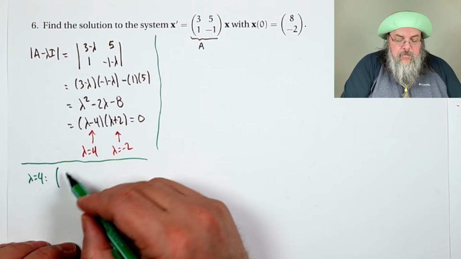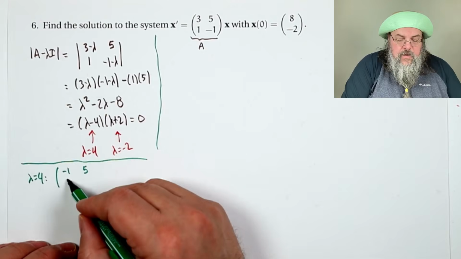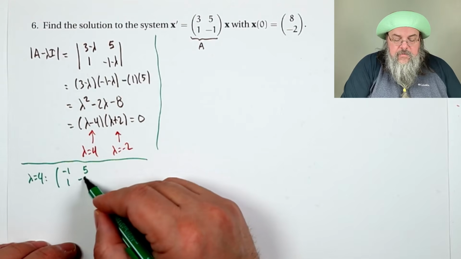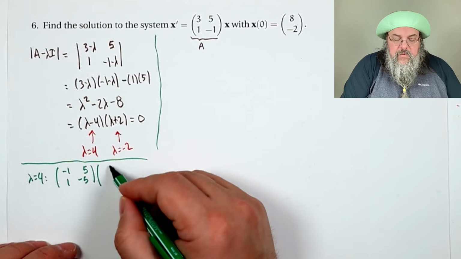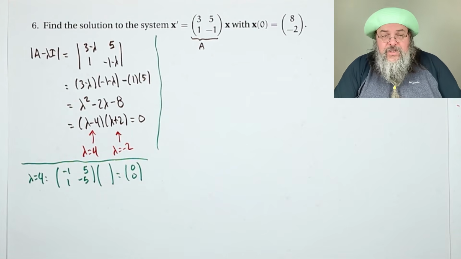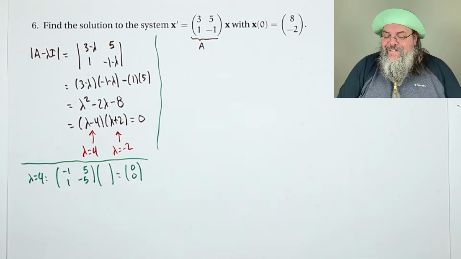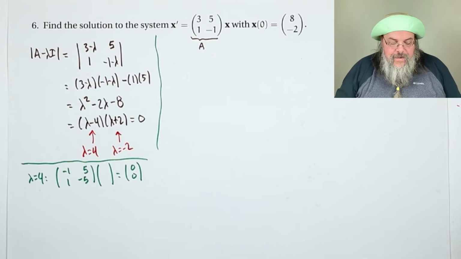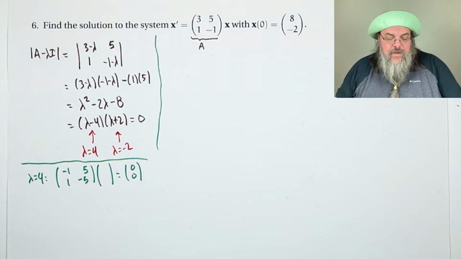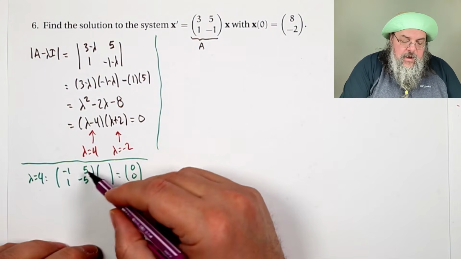3 minus 4 is minus 1, 5. Then we have 1, and minus 1 minus 4 is minus 5. And we're going to multiply that by something to get out 0, 0. So the question is, what's the something? What do we put here? There are lots of ways to get to the answer, but it doesn't take too long to figure out something that works.